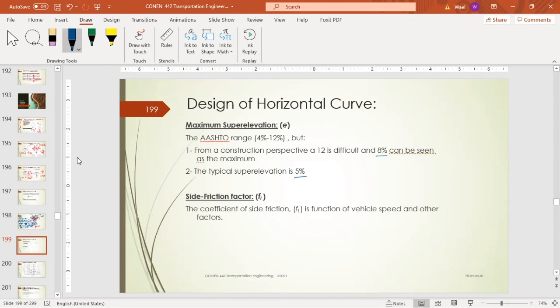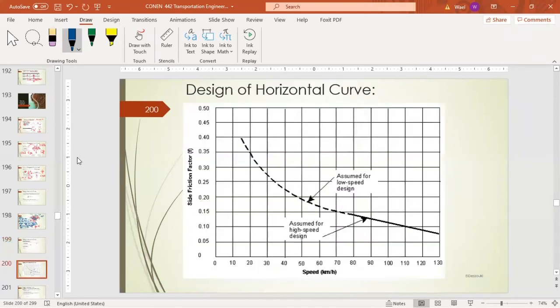The side friction factor is basically the coefficient of side friction FL. We can get it from this highway capacity curve. As you can see, the higher the speed, the lower the side friction becomes.